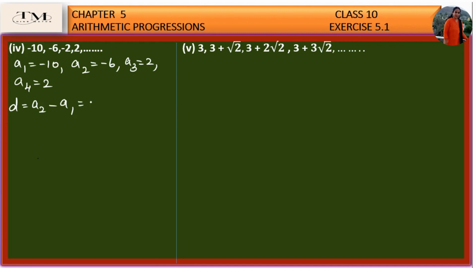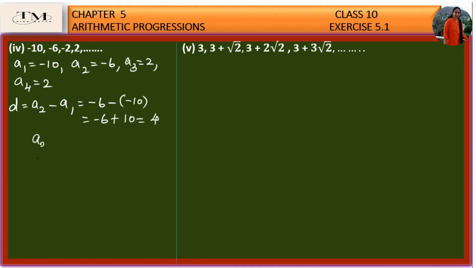So A2 is minus 6, minus A1 is minus 10. So it means minus 6 minus into minus becomes plus 10. So one is plus, one is minus. You have to subtract, and the bigger number has the positive sign. So it is positive. So 10 minus 6 is 4. Okay, the answer will be positive and you have to subtract. So 10 minus 6, it is 4.